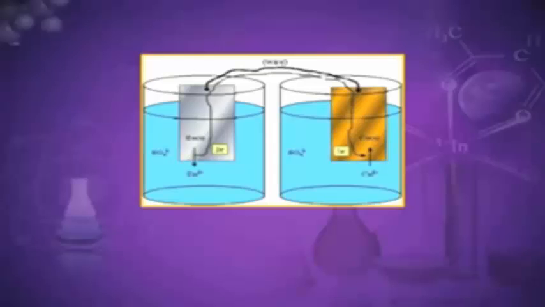In between we can put an ammeter or an electrical bulb. The reading or the deflection in the ammeter or the glowing of the bulb will show that the energy which is produced during the chemical reaction is converting into electrical energy, and that is the electrochemical cell.